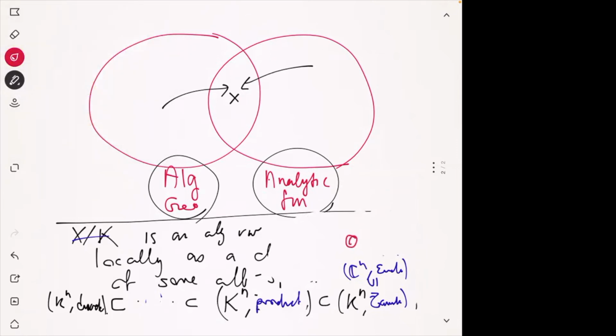I have Q_p with the metric topology induced by the p-adic absolute value. I may raise this to the n-th power and endow it with the product topology, and maybe I can do something similar to what I did with C^n, right?